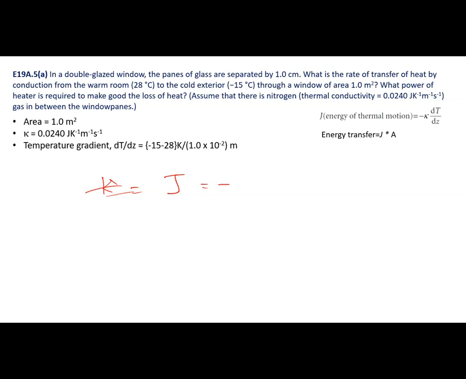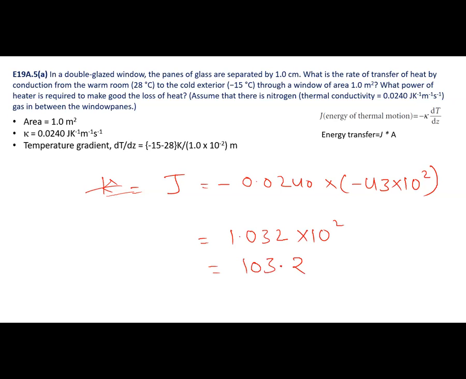J is equal to negative 0.0240 times negative 43 times 10 power 2. So we should get 1.032 times 10 power 2. It's 103.2. If you look at the units, it's joule per second. Or approximately, we need a 103 watt heater to keep our room constantly at 20 degrees Celsius, to make up the heat that is lost by transferring into the other pane, which is on the exterior.